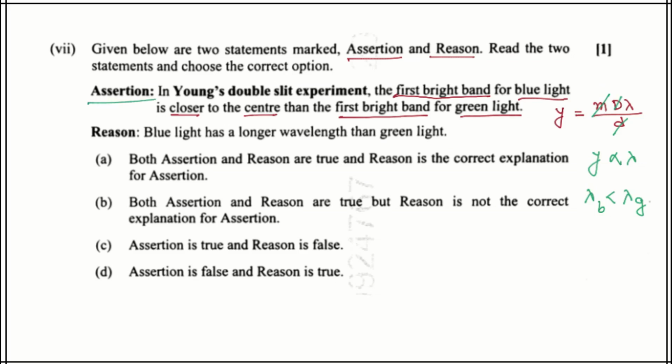Assertion is correct. Now for the reason part, blue light has a longer wavelength than green light. From this relation we can clearly understand that blue light has a lesser wavelength than green light. So in this case, blue light has the longer wavelength is the incorrect reason. So if assertion is correct and reason is false, we go with option C, assertion is true and the reason is false. So option C is the correct answer.